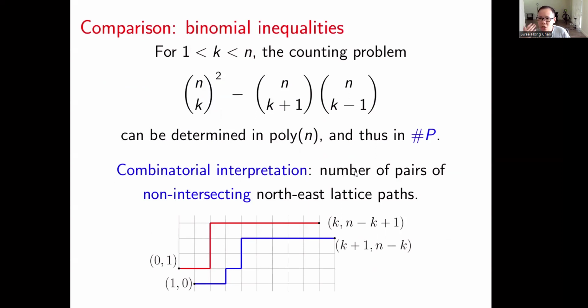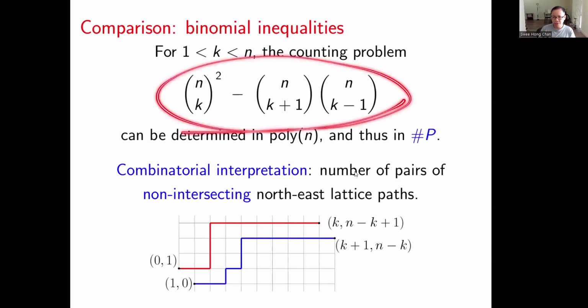In contrast to this, let us compare this to the binomial inequality that we saw at the very beginning of the talk. Notice that all numbers in this inequality have an explicit formula. In particular, this number can be computed in polynomial time. In particular, this number is in sharp P. Another way to see why this number is in sharp P is that this difference has a combinatorial interpretation.